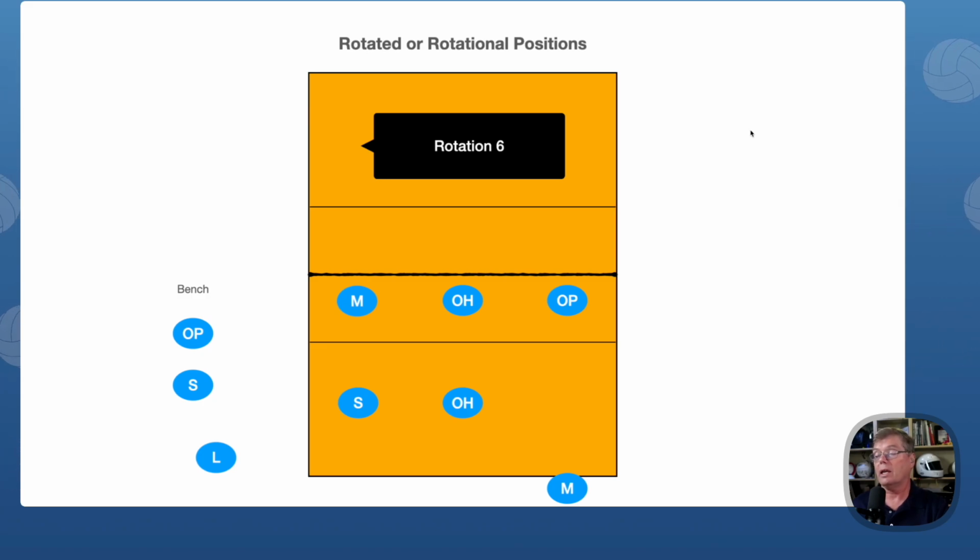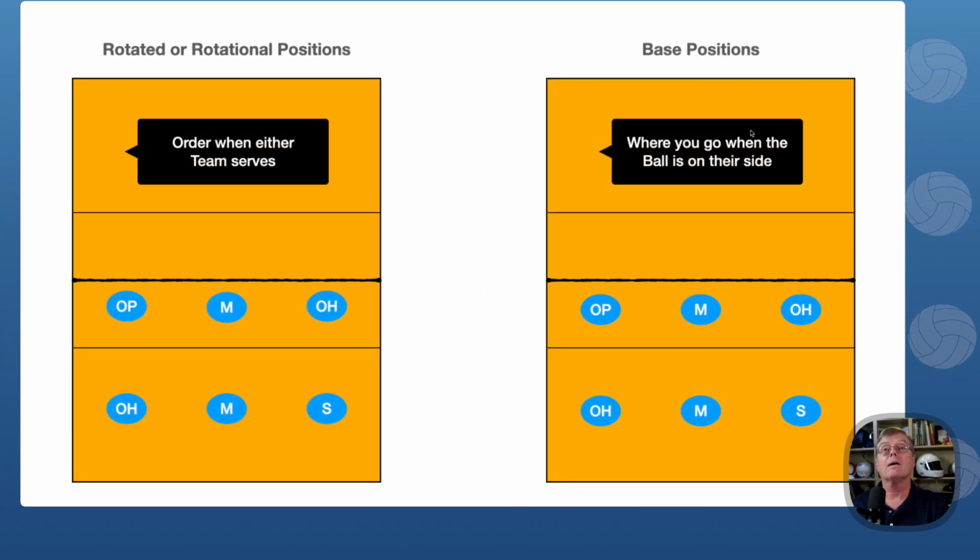Let's take a look at how we would go to base position. And again, reminding you, base position is where we go when the ball goes on their side of the net. Now, we need to qualify that just a little bit.